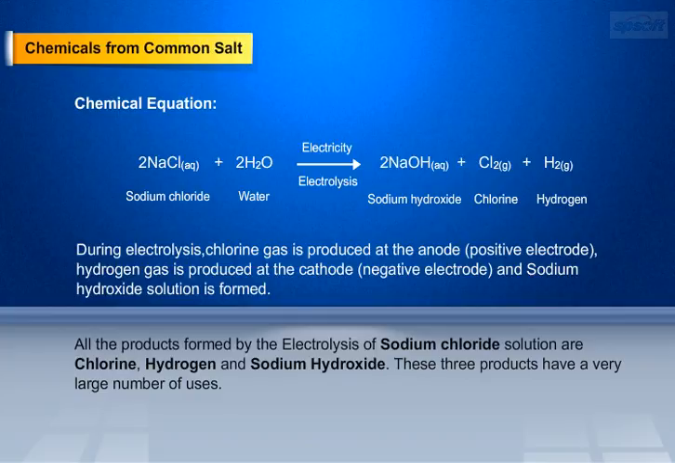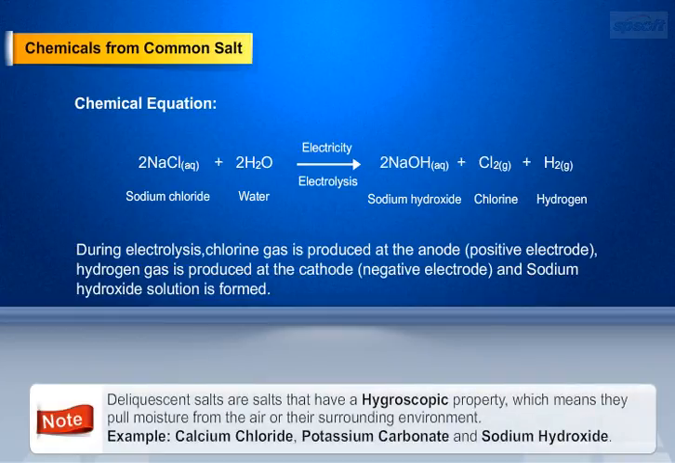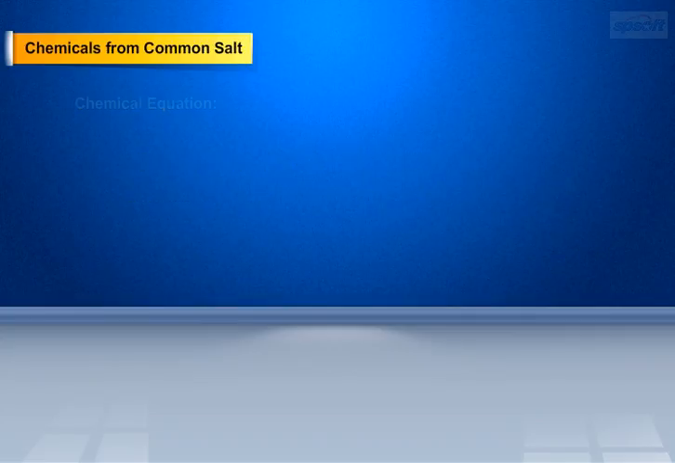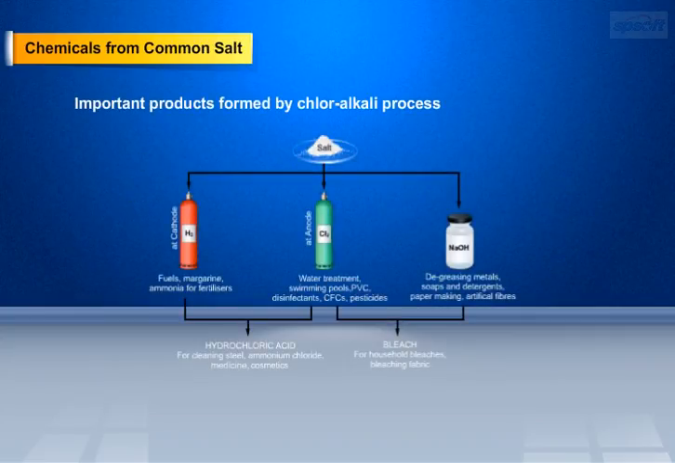The products formed by the electrolysis of sodium chloride solution are chlorine, hydrogen and sodium hydroxide. These three products have a very large number of uses. Note that deliquescent salts are salts that have a hygroscopic property, which means they pull moisture from the air or their surrounding environment. For example, calcium chloride, potassium carbonate and sodium hydroxide. Now let us discuss the products formed in the chloralkali process and their uses.